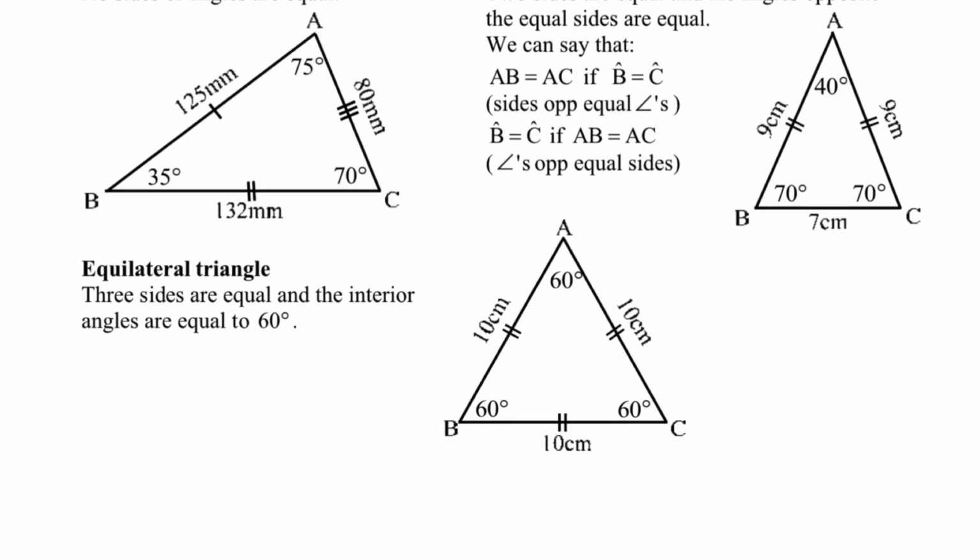Now let's look at the last one, the equilateral. In the equilateral, guys, all sides are equal, and the interior angles there will always be equal to 60 all the time. The sides are equal. That is 10 centimeter, 10 centimeter, 10 centimeter. You see all the strips there, that means all the sides are equal.